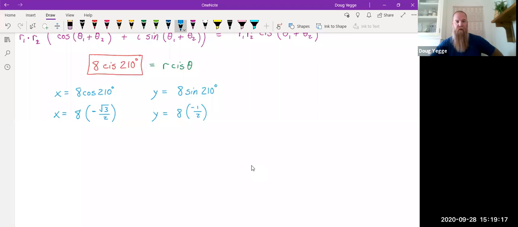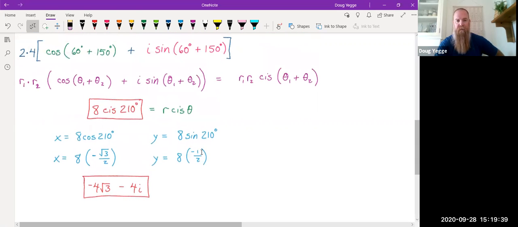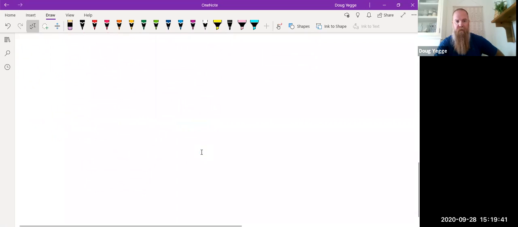And therefore, if we rewrite this in trigonometric and rectangular form, we find out that that answer is negative 4 root 3 minus 4i. And so both of these are equivalent to each other, and therefore what we've learned is a product rule that allows us to multiply these two numbers together. So let's do one more example and come up with a much faster method.